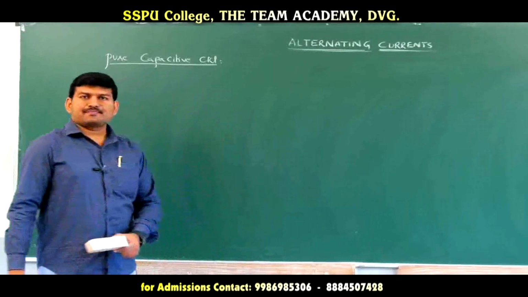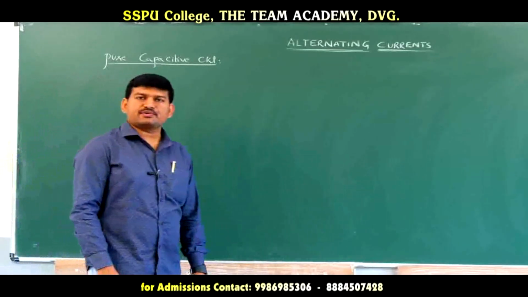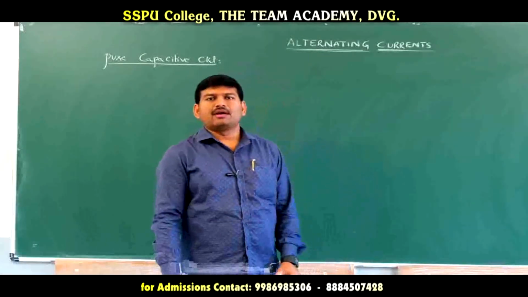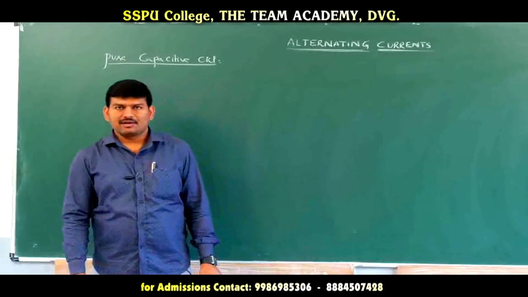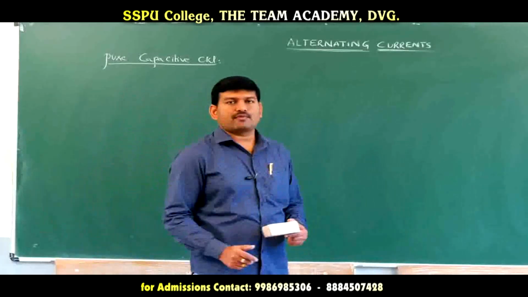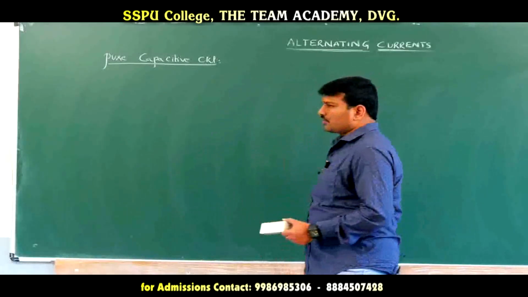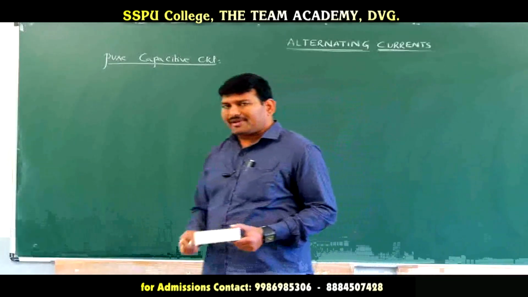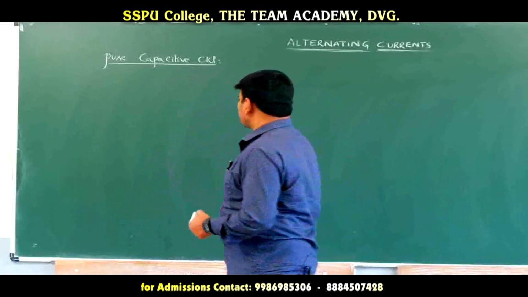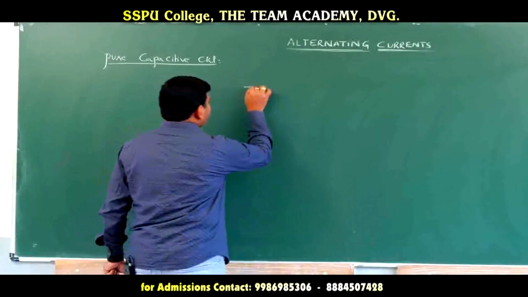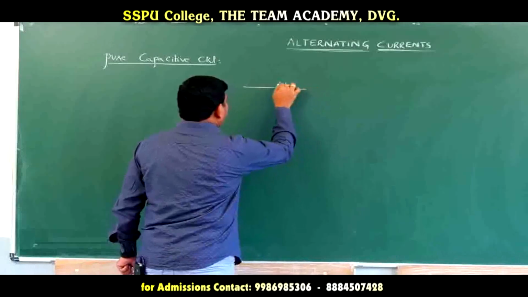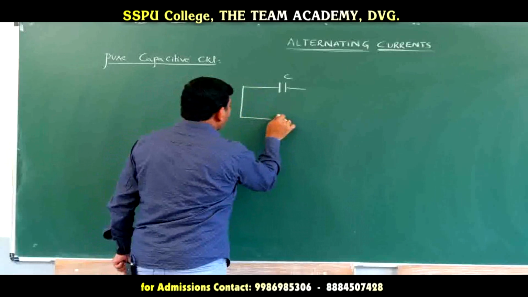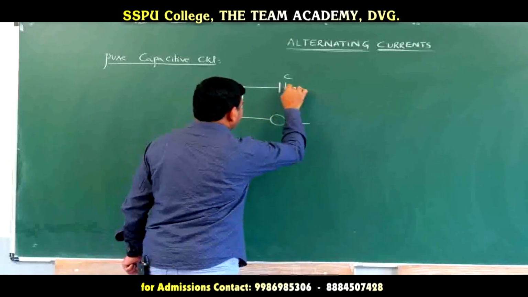The next topic is pure capacitive circuit. In this pure capacitive circuit, we are going to establish how the current and voltage are related with the phase, or what is the phase relationship between the current and voltage in a pure capacitive circuit we are going to discuss here. So for that we need to consider a pure capacitor, and that capacitor is to be connected across an AC voltage source. So let me take a capacitor of capacitance C which is connected across an input AC voltage source like this.